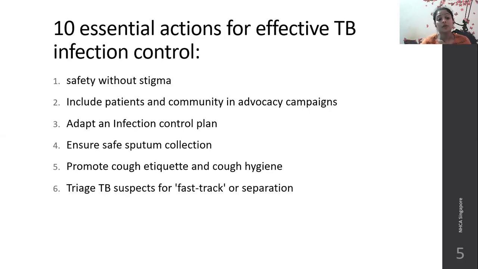Second is to adopt an infection control plan. Each healthcare center should have an infection control plan, and there should be a staff member or team responsible for the infection control plan. They will identify the high-risk areas where most of the TB is being transmitted and provide information about the TB and HIV rates for the healthcare workers and the patients, etc.